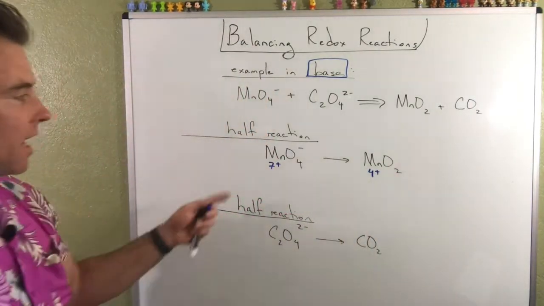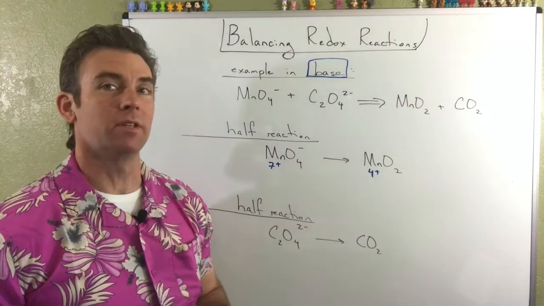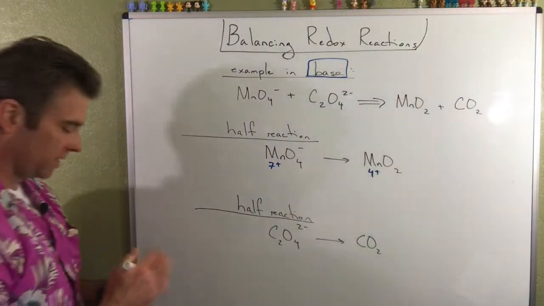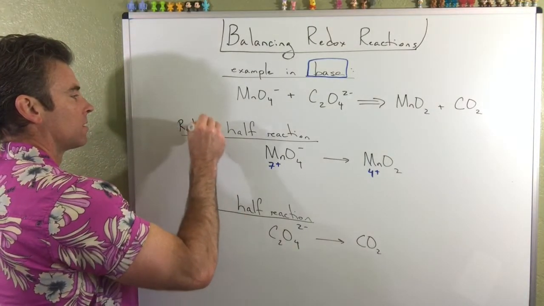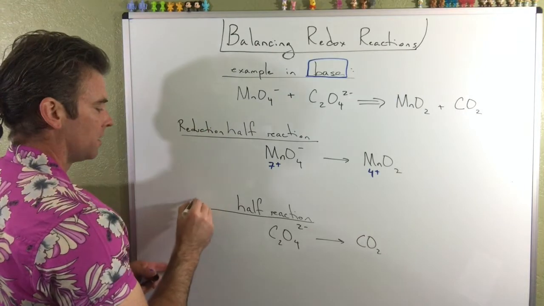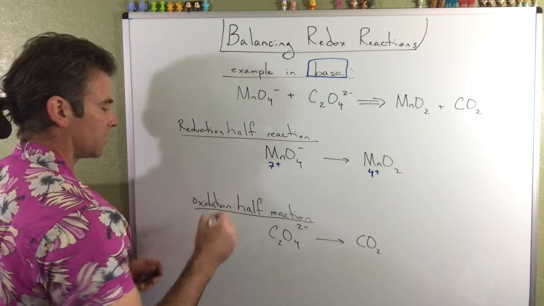And that means that this is now my reduction, right? Because I become some number of units more negative. So this is the reduction half reaction. This must therefore be my oxidation half reaction, and I'll make sure that that is in fact true.